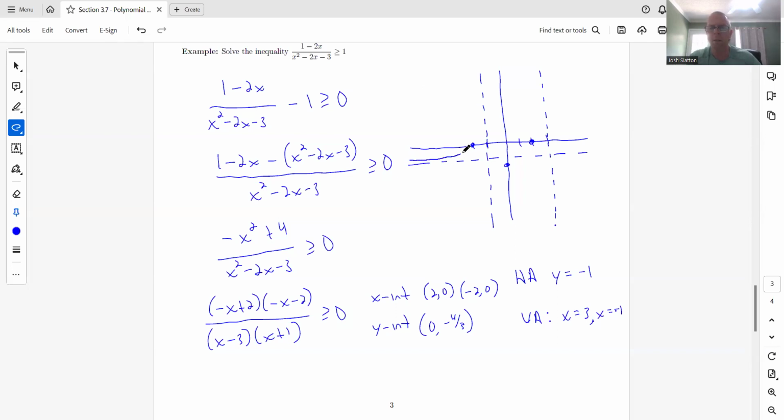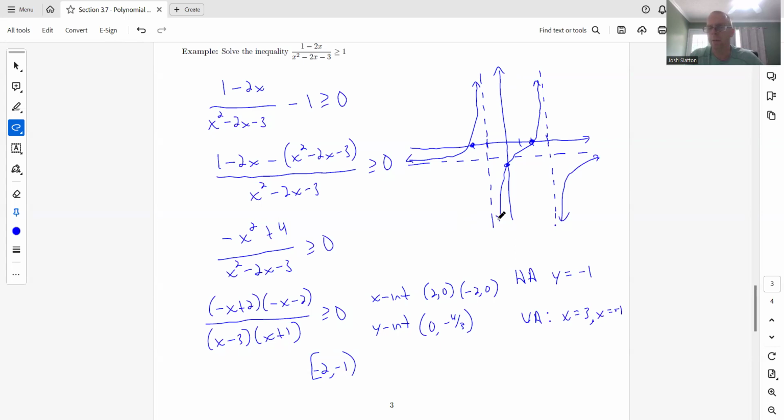And so it's going to look like this. Comes up like that, and it's going to come up like this. Okay. Now we're just looking for where this one is above the x-axis. So there is our x-axis and y-axis. So from negative 2 to negative 1, parentheses, because negative 1 is not in the domain.